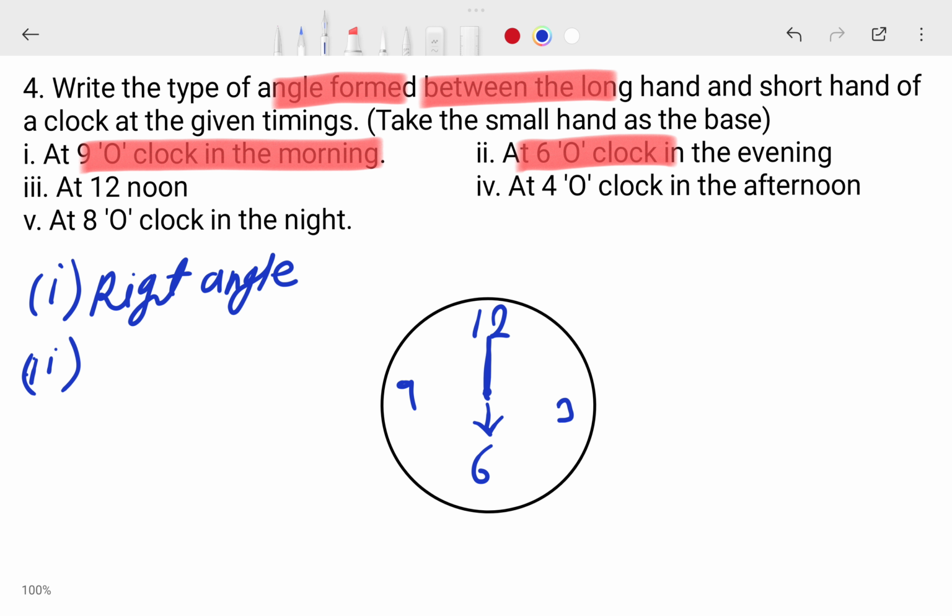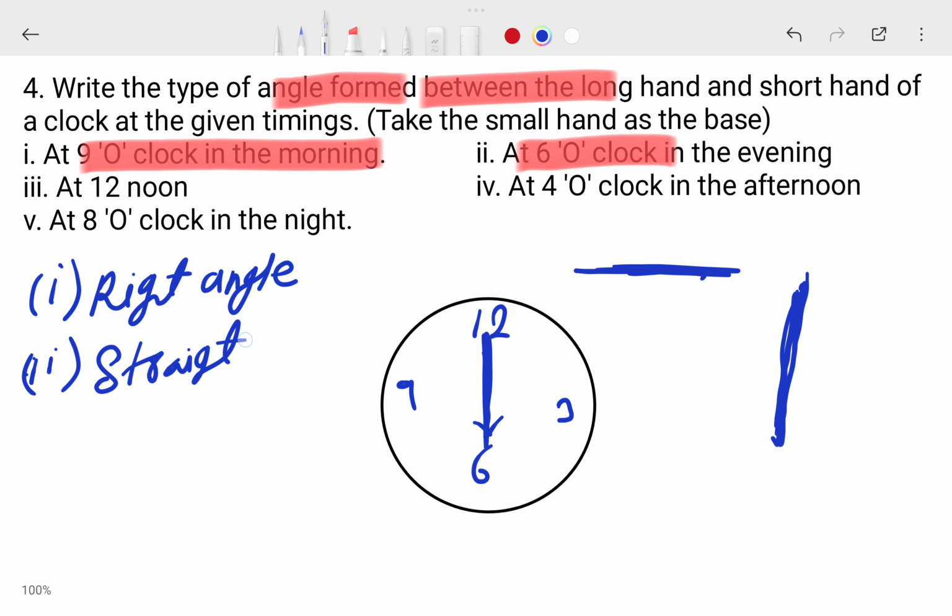Now it is looking like a straight line. Whenever you see a straight line like that, it is called a straight angle. The watch is like this, exactly 6 o'clock in the evening. So this is called a straight angle. Now you can write straight angle.